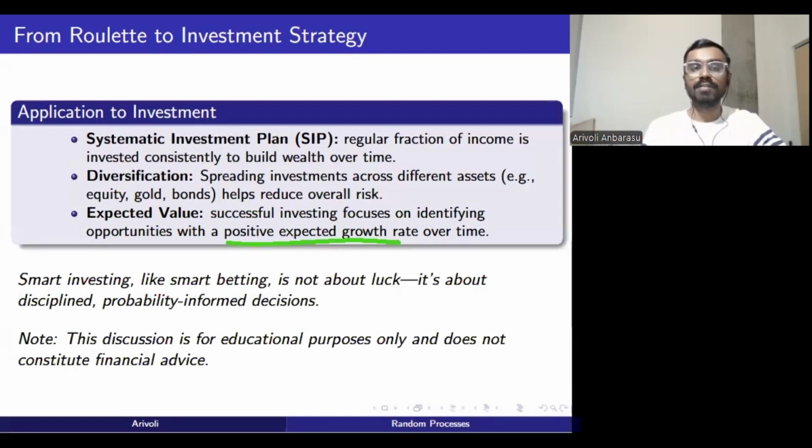Remember, smart investing, like smart betting, isn't about luck, it's about making disciplined decisions based on probability.